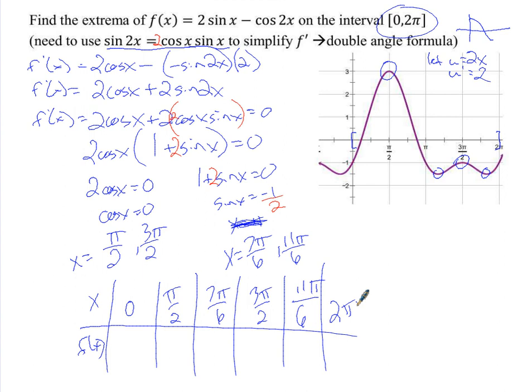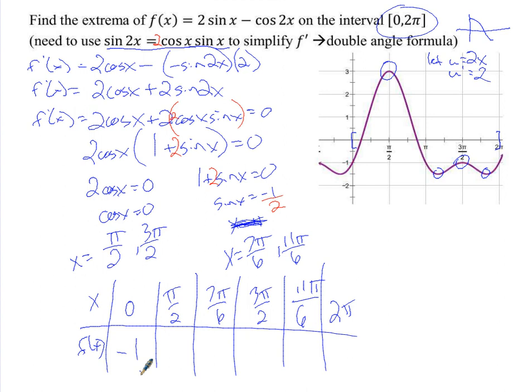All right, so now we need to evaluate all these. Let's try to do these in our head. We'll see how we do. We plug 0 in. Sine 0 is 0. Cosine of 2 times 0 would be cosine 0, which is 1. So we have 0 minus 1, which gives me negative 1. Take a look at the graph. Did we do it right? Seems like it. Okay, how about pi over 2?